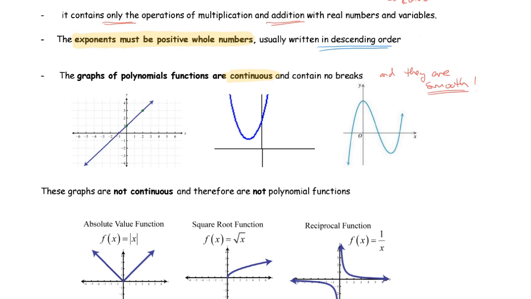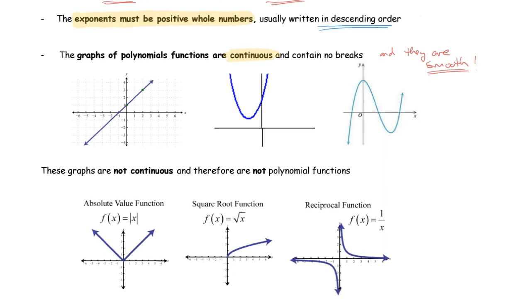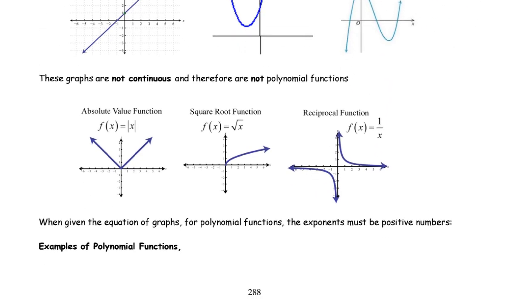In fact, I'm going to show you right now. Here we go. These graphs are not continuous, and therefore they're not polynomials. Okay, so the first one is the absolute value. Whoops, that's not what I meant to put there. I meant to put a little bit of highlighting there. This one here, the first one, is the absolute value function. Notice it's continuous. There's no gaps in it, but it's got a sharp corner right there.